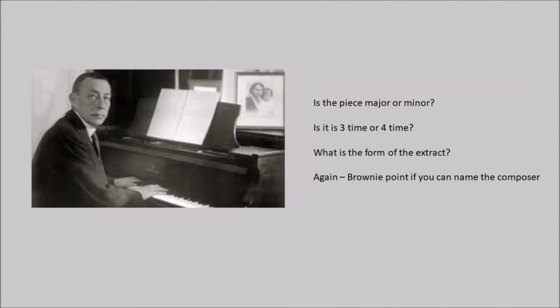So that one was in a major key. It's in 4-time. Well, that's quite hard to hear because of the rubato, i.e. the beat pulls about a bit expressively. The form in this case is basically the same tune 3 times, getting louder each time, then a different bit, like a middle 8 in a pop song for contrast, then a short version of the tune, rather like a coda. The composer, as some of you will know, is Rachmaninoff.